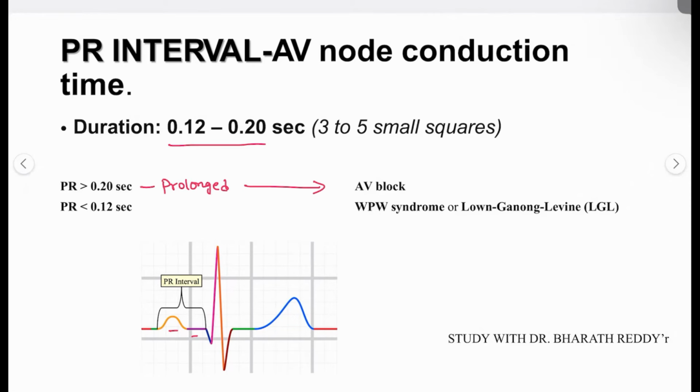If the PR is less than 0.12 seconds, that is usually presented in the shortened PR interval like Wolff-Parkinson-White syndrome or the Lown-Ganong-Levine syndrome. These are the 2 other conditions. In this, there is an accessory pathway. Other than what we discussed, the SA node, AV node pathway, there will be another pathway, electrical activity is coming. That's why the PR interval is shortened.